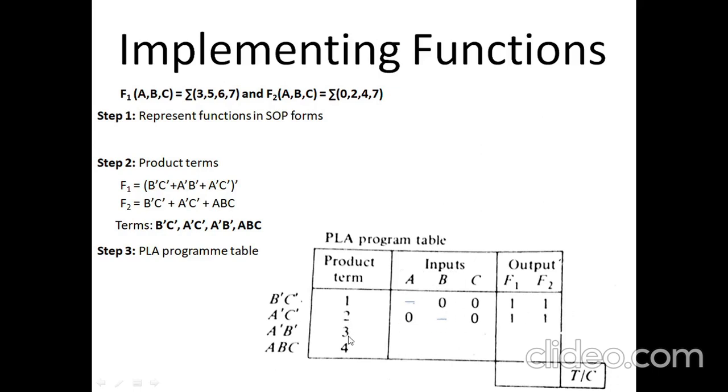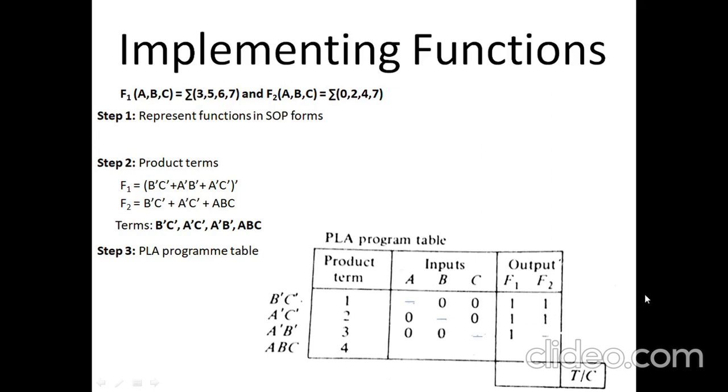Similarly, for the product term 3, A is in the complemented form, 0, B is in the complemented form, 0, C is not there, it should be dash. A prime B prime is part of F1, it should be 1. A prime B prime is not in F2, so it should be dash here. So let me complete this row. F2 is dash here. C is not in this product term, so it's a dash. B is complemented, A is complemented.